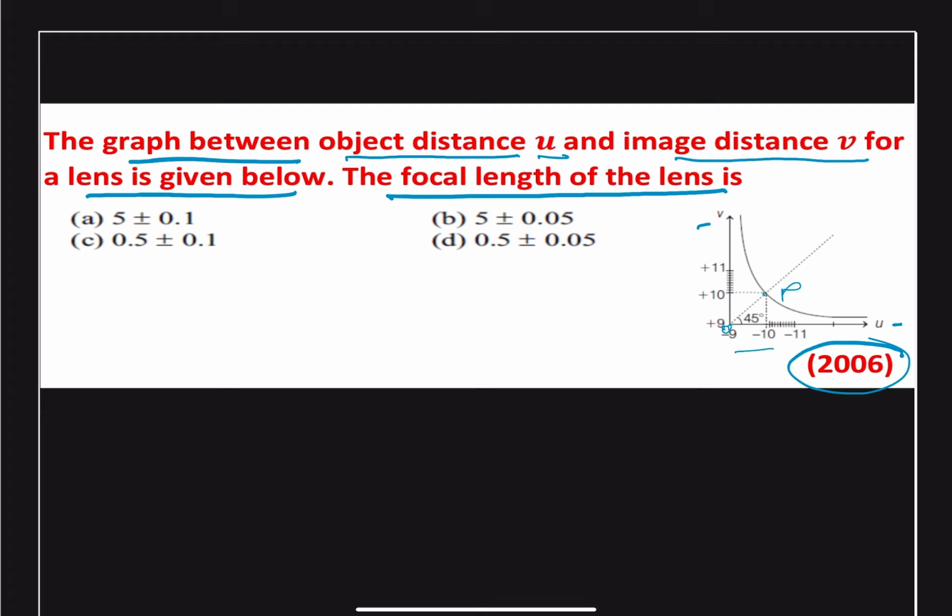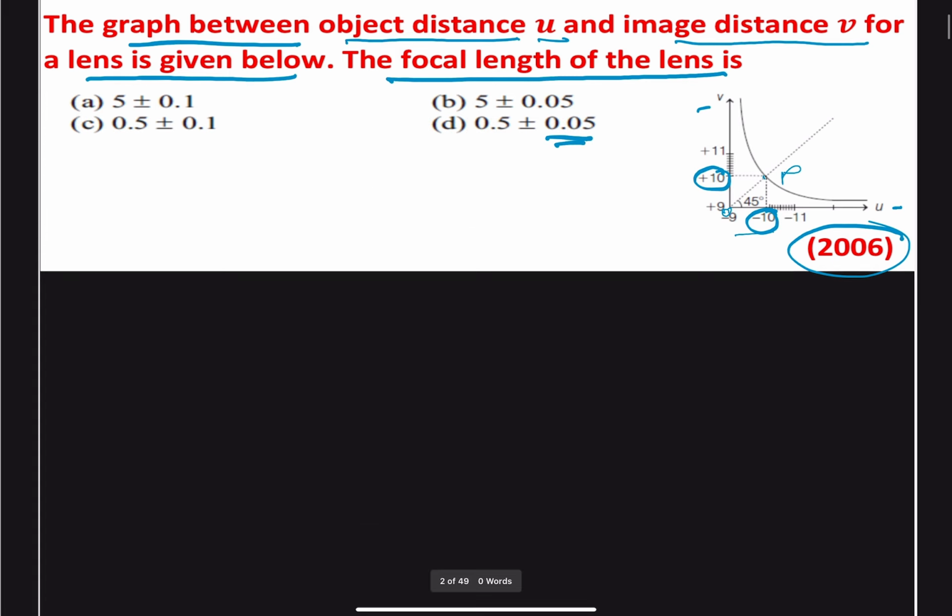And for the sake of convenience, let us take two values. One we pick for u as minus 10, and for v we pick the corresponding value, that is plus 10, and based on this we are going to find out the focal length. Then we are going to find out the plus or minus based on the number of divisions between the two values which are given to us, that is 10 and 11, on the u side as well as on the v side.